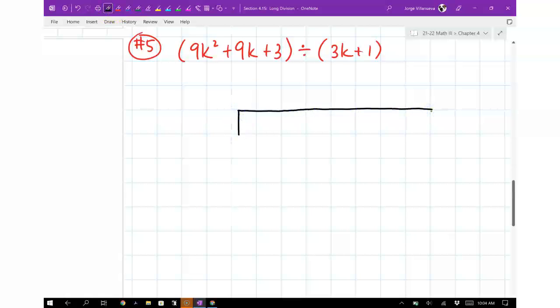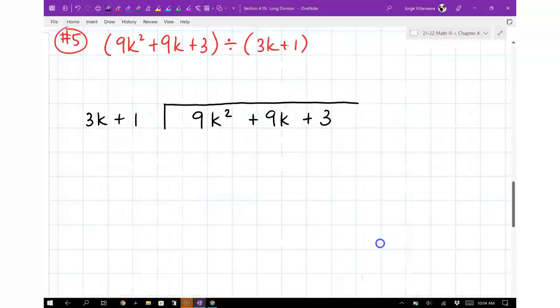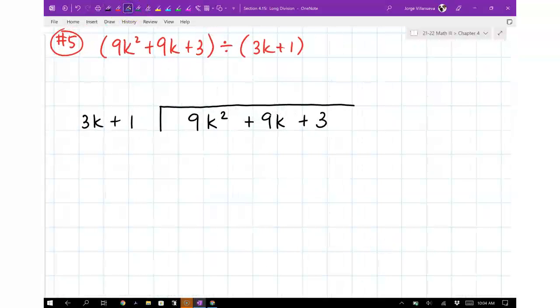We call it long division because it looks like an original division problem. You're going to take the first term, 9k squared plus 9k plus 3, and put it right here. And the divisor, 3k plus 1, you're going to put outside. You're going to do this just the way you would have done normal division. Let me remind you of what that looks like. I know it's going to seem like why are we doing this, but just so you can remember what you used to do.